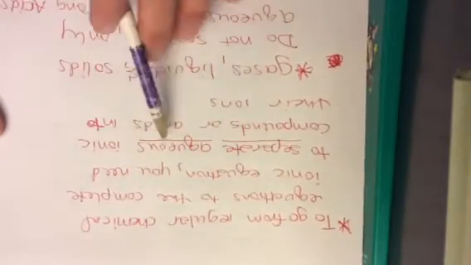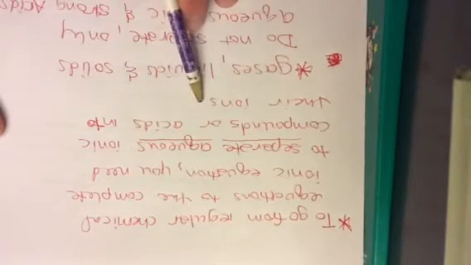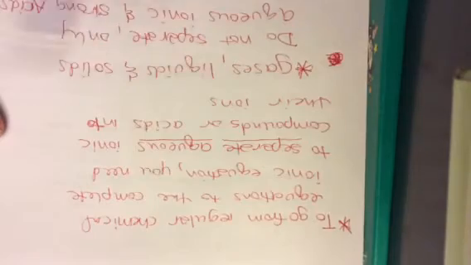Now, let's move on just to go over the basics of this. I kind of wrote it out on paper, okay? So you're going from a regular chemical equation to a complete ionic equation. You need to separate aqueous ionic compounds or acids into their ions. That's what you're doing. That's the additional step.